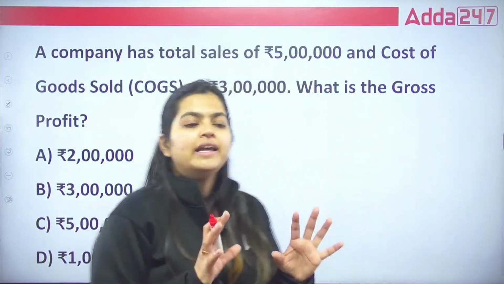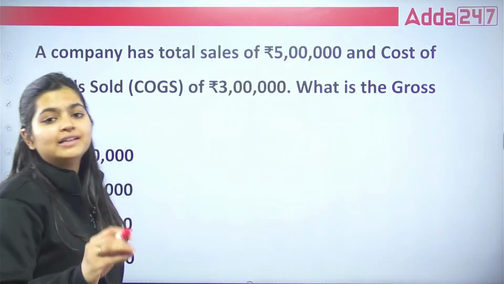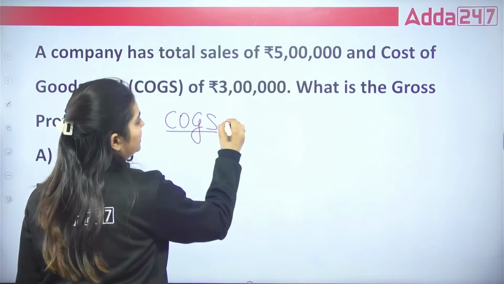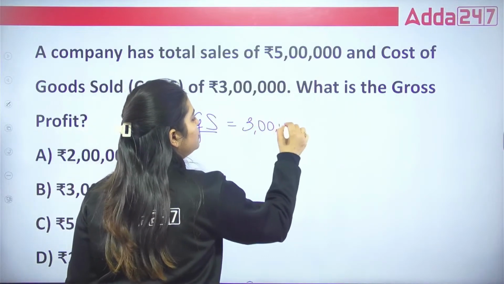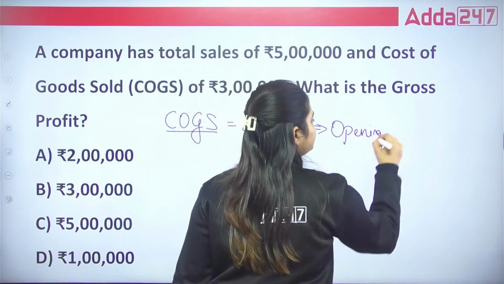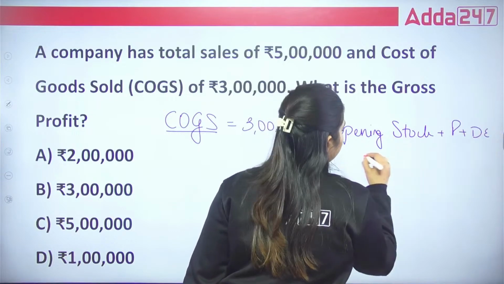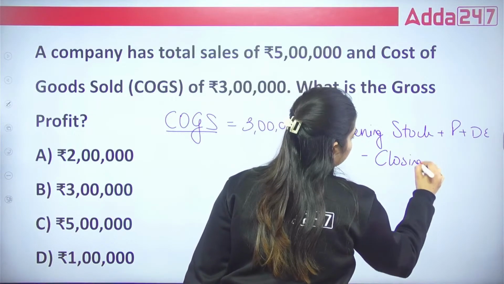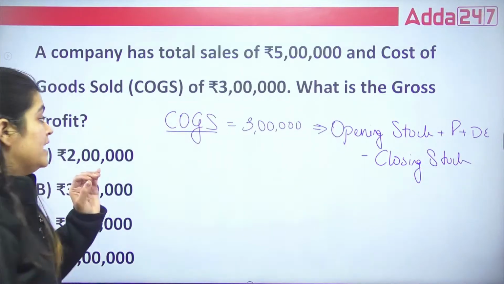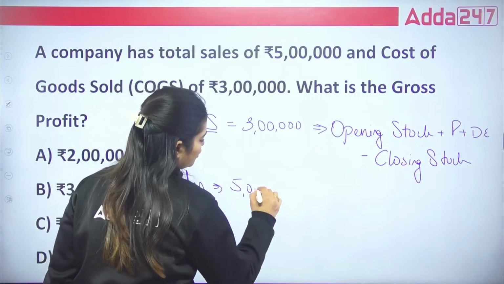So basically in this question, they have given you the sales amount and the COGS amount, that is your 3 lakhs. Now, how to calculate the COGS amount? For COGS, you need opening stock plus your purchases plus direct expenses minus closing stock. This is the method for calculating your COGS. Now, the next thing they have given you is the sales amount. How much? 5 lakh rupees.